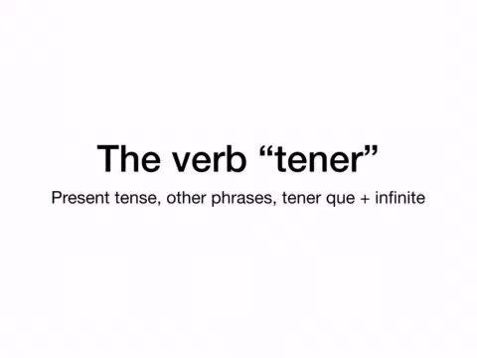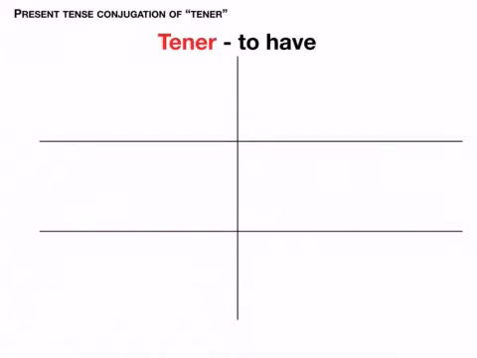Let's talk about the verb tener, present tense conjugations, other phrases, and then tener que plus infinitive. First of all, to conjugate the verb tener, it's irregular. For yo, it's a yo-go verb. Instead of saying teno, you put a G there: tengo. So yo tengo una manzana, I have an apple. Remember, yo is optional. When I say tengo, you know I'm talking about me.